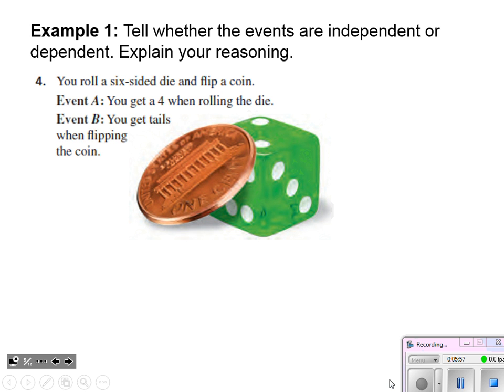So for problem number 4, we roll a 6-sided die and we flip a coin. 2 events. So event A is you get a 4 when you roll the die. Event B, you get a tails when flipping the coin. So think about this situation. If I roll a 4, does that make it more likely or less likely that I get a tails when I flip the coin? Definitely not. So these are dependent. Oh, sorry. Definitely not. These are independent.